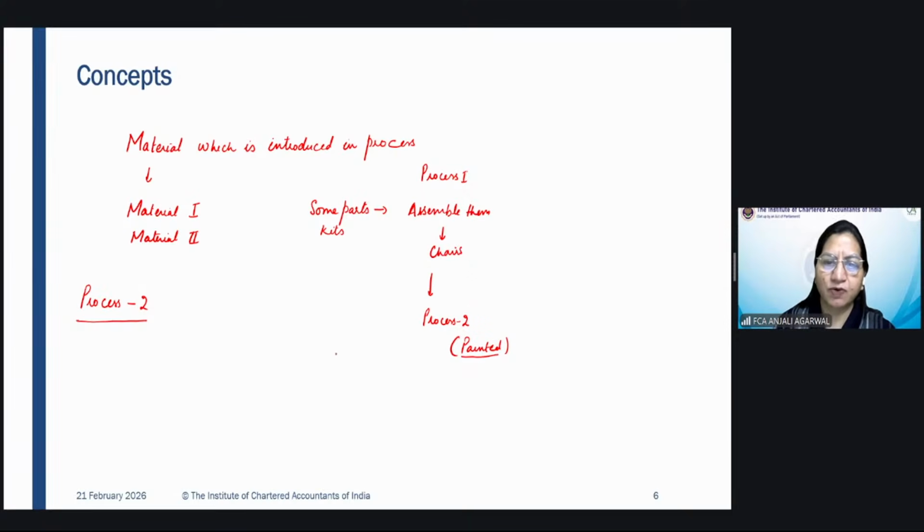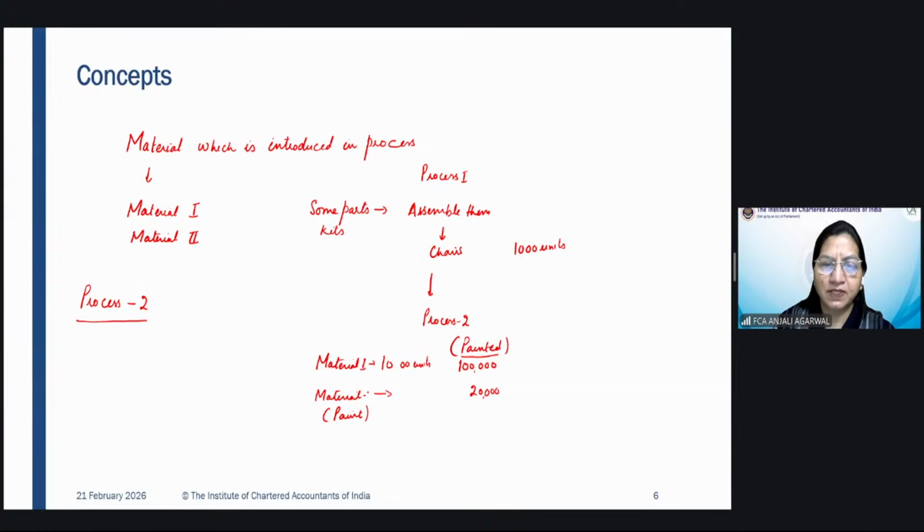So in process 2, some material will come from process 1, which is the assembled chairs. So let's say if 1000 units of assembled chairs are there, they will move to process 2, 1000 units. And in process 2, again, material will be used, and this material is paint. So now you start painting the chairs. So there will be some material cost. So let's say 1000 painted chairs are for 100,000 rupees. And in the second process, you use material again, 20,000.